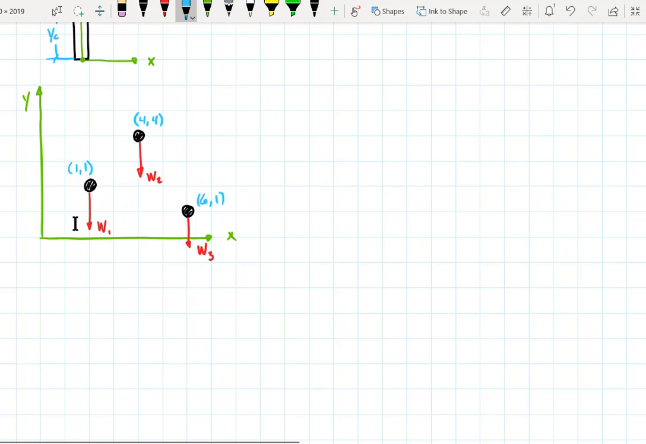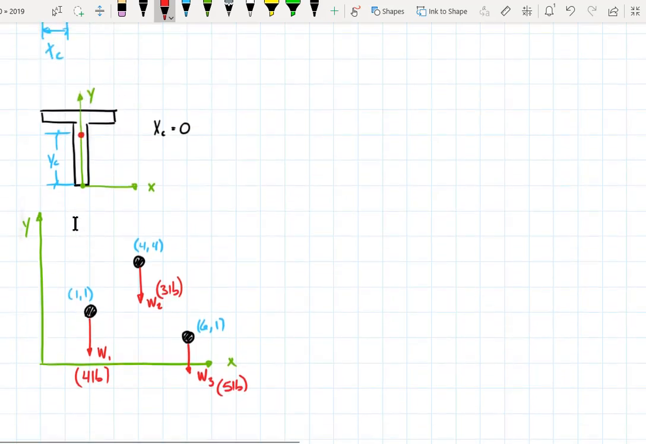You know, I can plot them if I wanted to. And they each have their different weights. Weight 1 is, I don't know, let's do some 4 pounds. Let's make this one 3 pounds. And let's make this one 5 pounds. So they're different weights. Doesn't matter that they're different weights, they're just different weights. And different weights, different locations. And these could be like this.